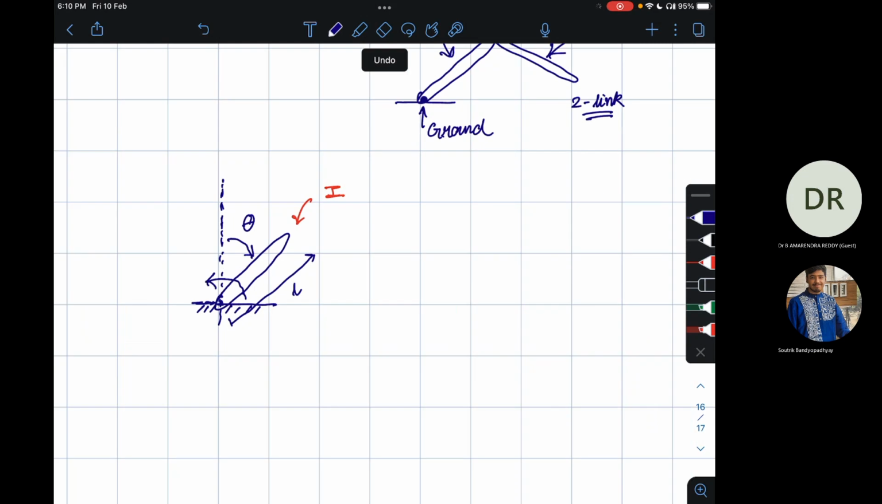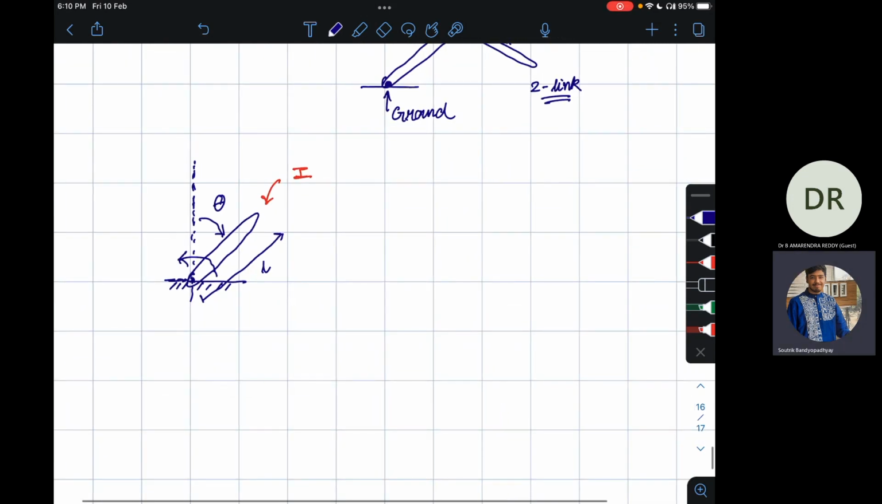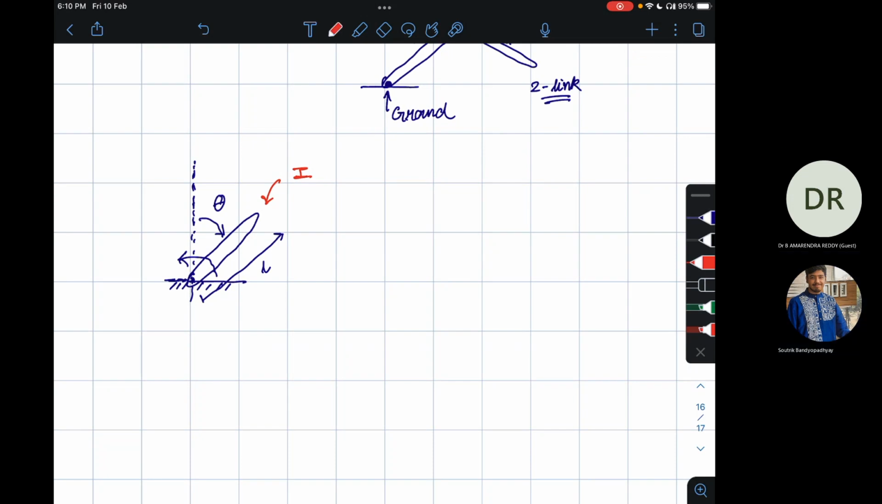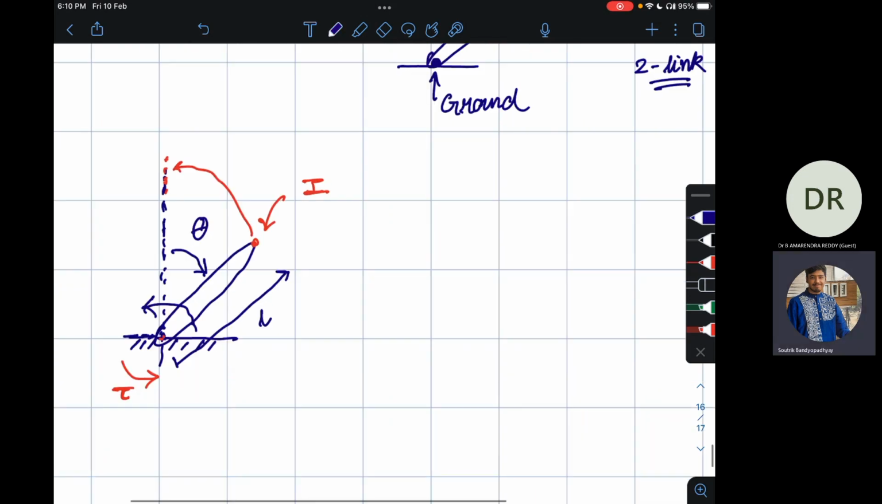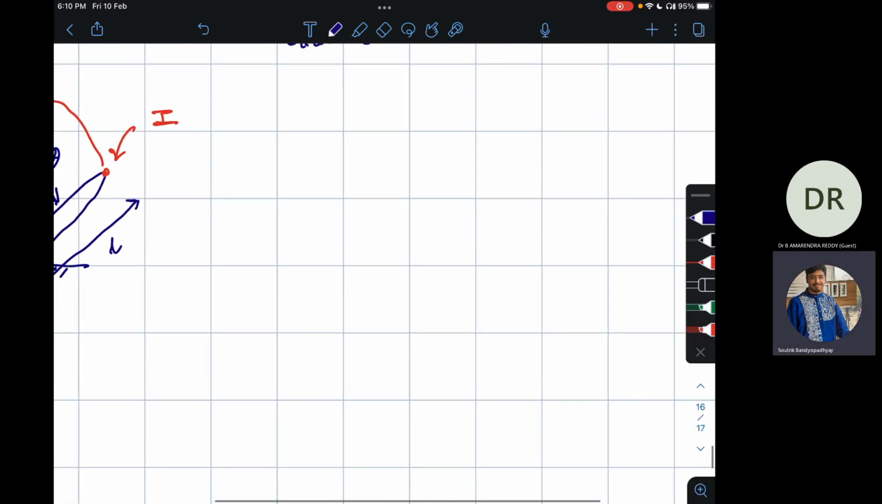Now, your objective is to apply a torque about this joint. That torque is denoted by tau. The objective is to bring the tip of this manipulator down to this reference line, and you have to bring it over to here. So the dynamics of this system is given by this equation, and I would be explaining this equation in a little bit.